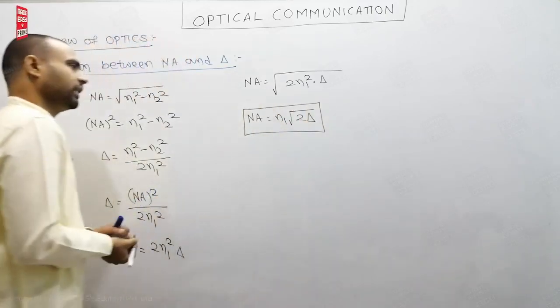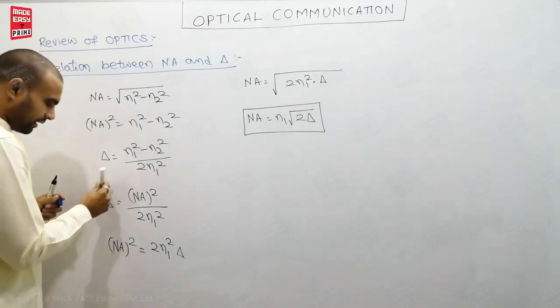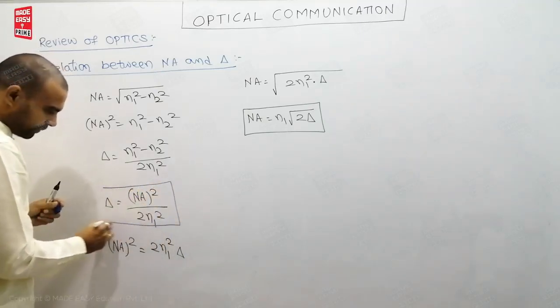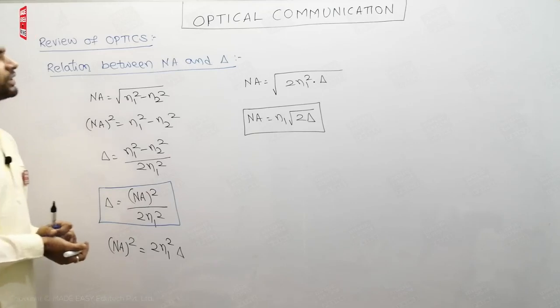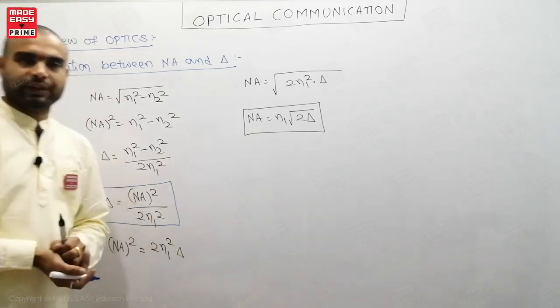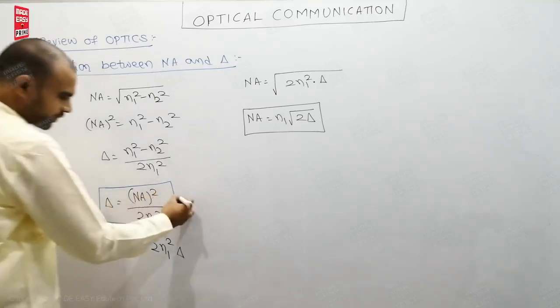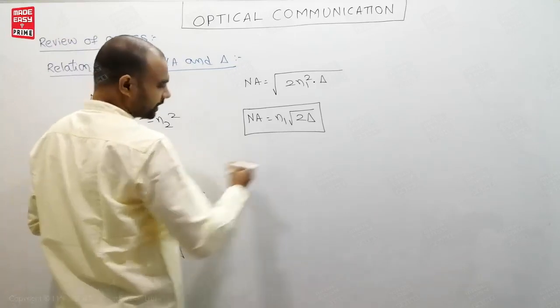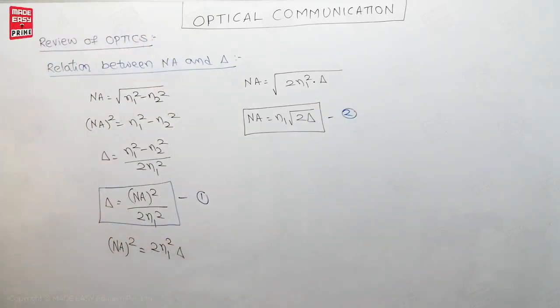This is called the numerical aperture we are having. And this is called another relation. So delta is given as NA whole square upon 2n1 square. This is what is called the relation between numerical aperture and delta. Okay, please copy it. It is equation 1, and this is called equation 2. Of course, from equation 1 only we got equation 2.